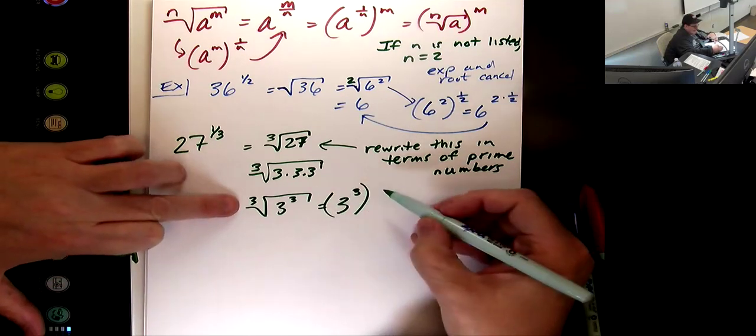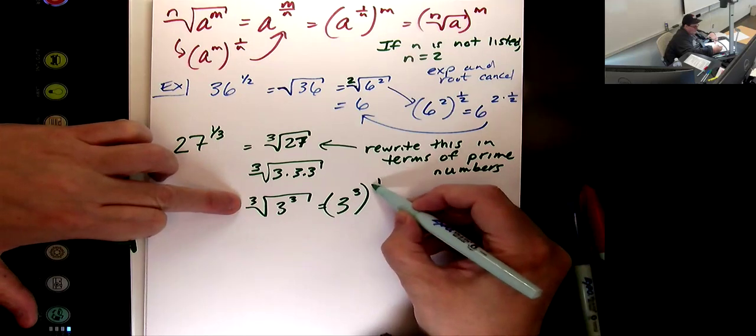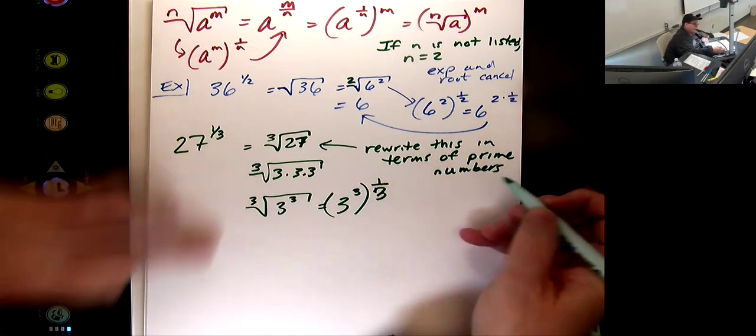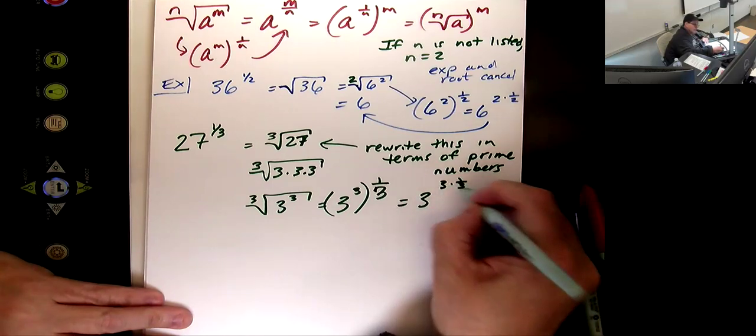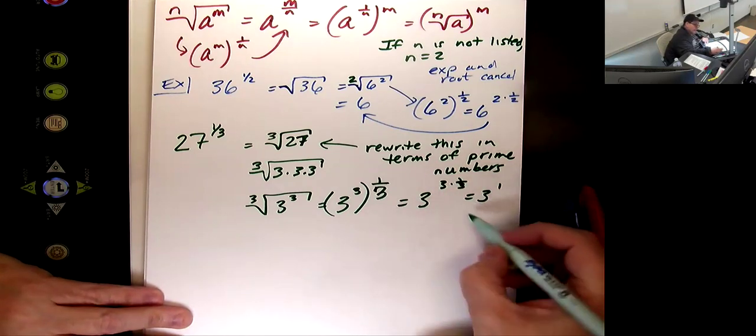The n on here tells us what the bottom is of this exponent, 1/3. So 3 times 1/3 is 1, and 3 to the 1st power is 3.